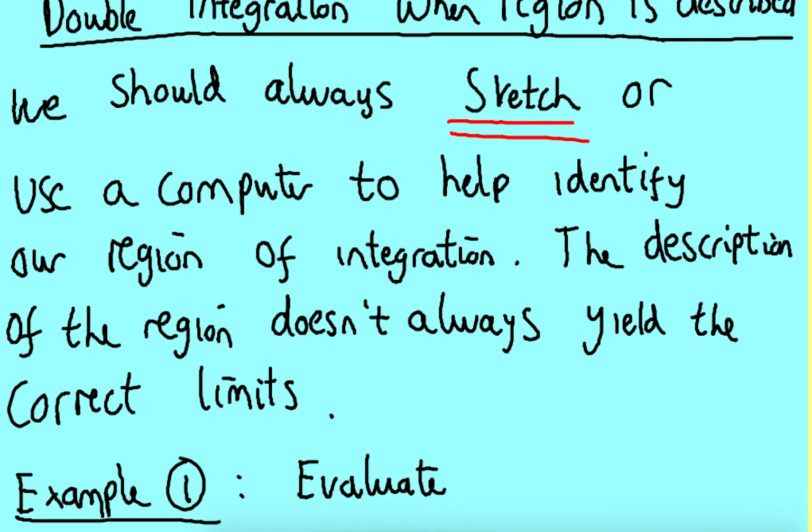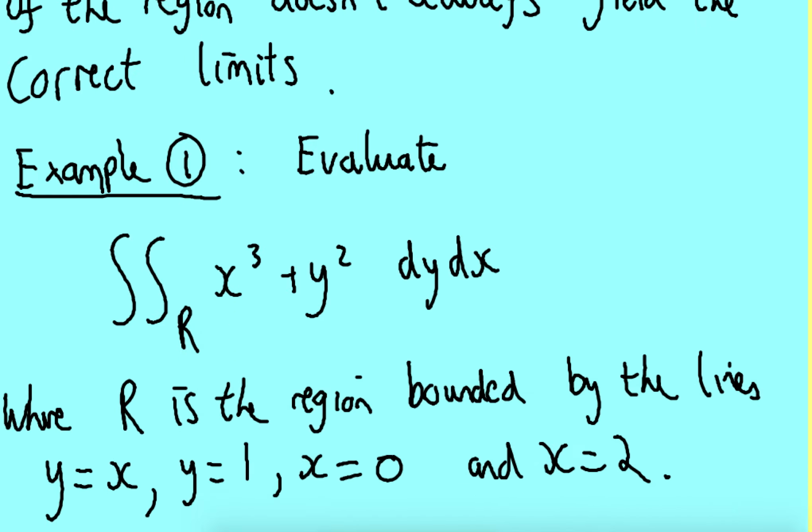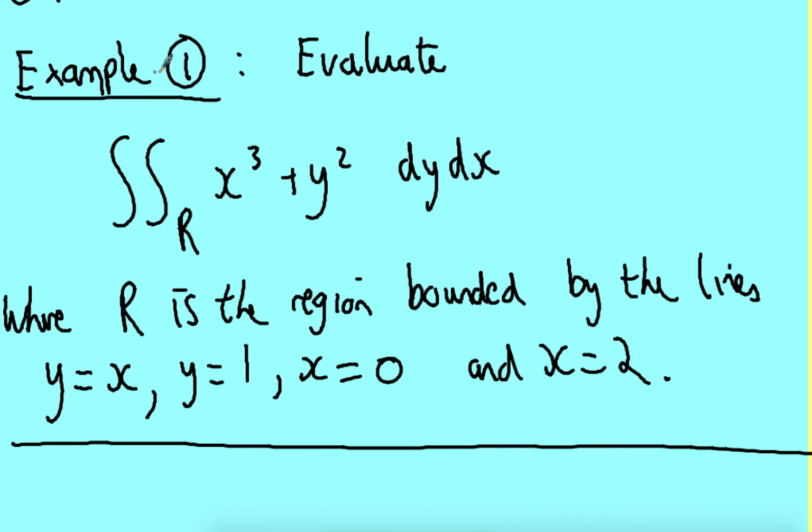So this is an example of where, rather than it telling you the limits, the R is described to you, right? So evaluate the double integral over the region R. That's just telling you that you've got a region, and this time it's telling you to do dy dx. You can do it whatever way around you want, whatever way you think is going to be easiest. Where R is the region bound by the lines y equals x, y equals 1, y equals 0, and y equals 2.